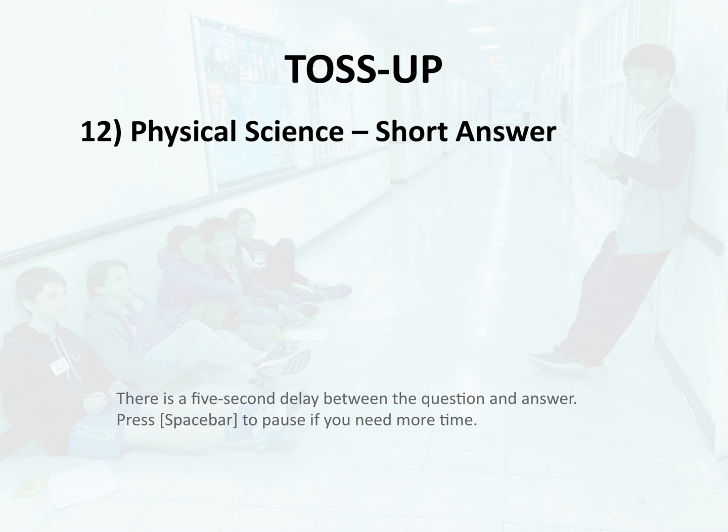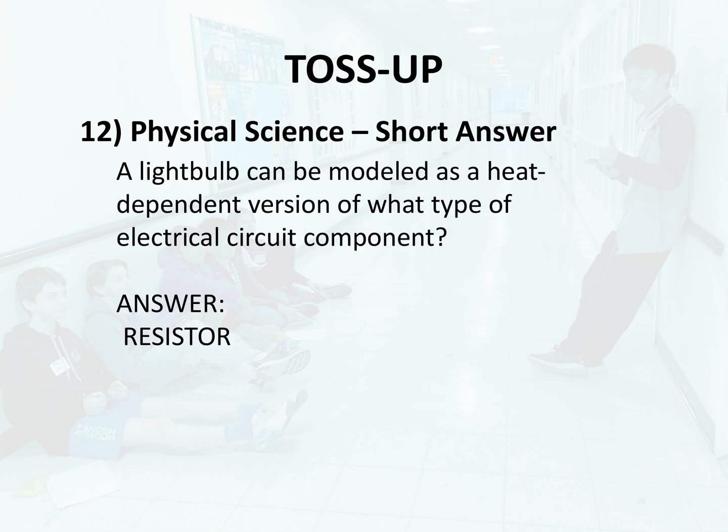Toss-up 12. Physical science, short answer. A light bulb can be modeled as a heat-dependent version of what type of electrical circuit component? Answer. Resistor.